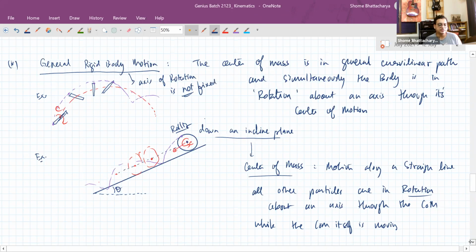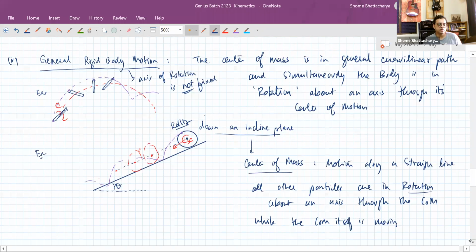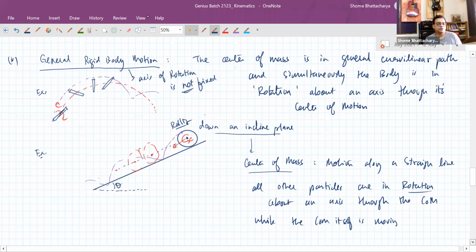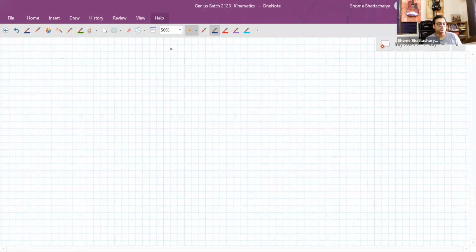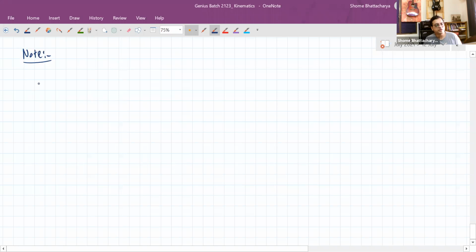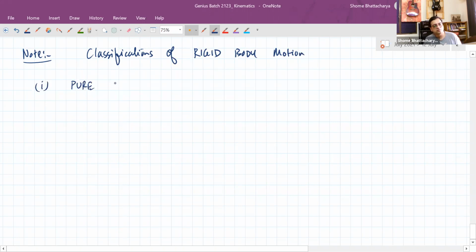So that is the difference between this general rigid body motion and the pure rotation we had talked about. Now we come to the classification in terms of proper names. Further, we club together these motions into three categories. The first type of category, classifications of rigid body motion, is what we call pure translation. How this relates to the examples discussed above, I'm explaining in just a moment.